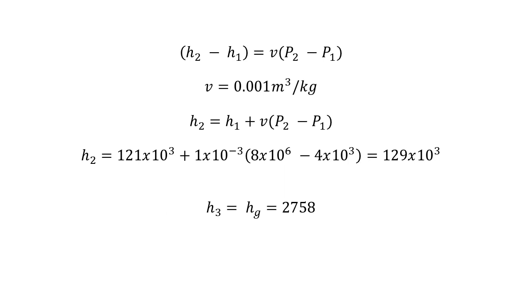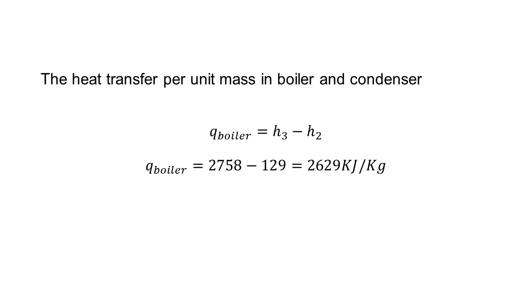Substituting these values in the equation shown and rearranging, we will get h2 is equal to 129 kilojoules per kilogram. And h3 will be equal to hg, that's 2758 kilojoules per kilogram, as we assume after the boiler it is a dry vapor. Once we have found the enthalpy at each point, the calculations become much simpler.